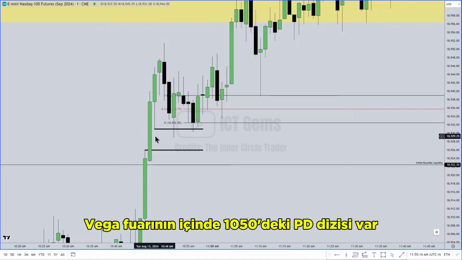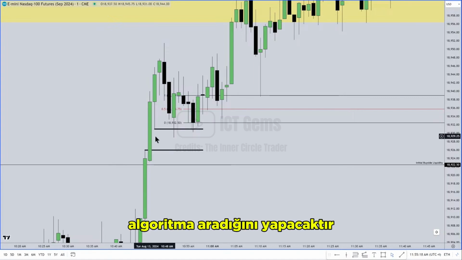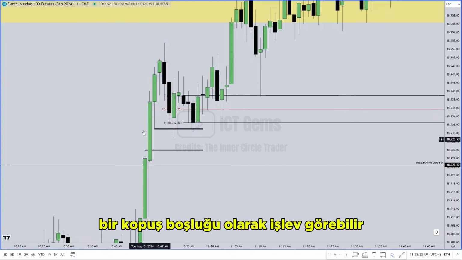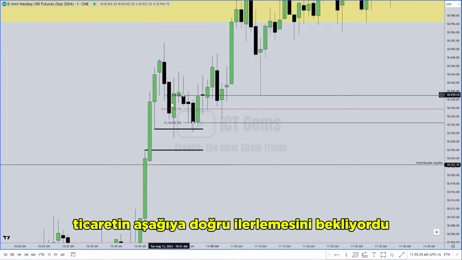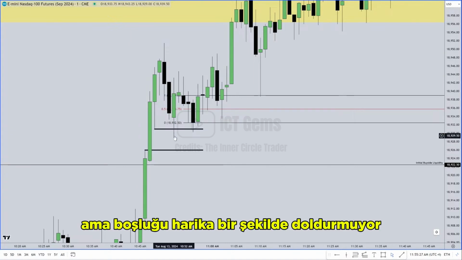At 10:50, the algorithm will do what? It will seek inefficiency or liquidity. Well, we have a gap. It could act as a breakaway gap. We expect it to trade down into it, but not fill the gap in. Wonderful.